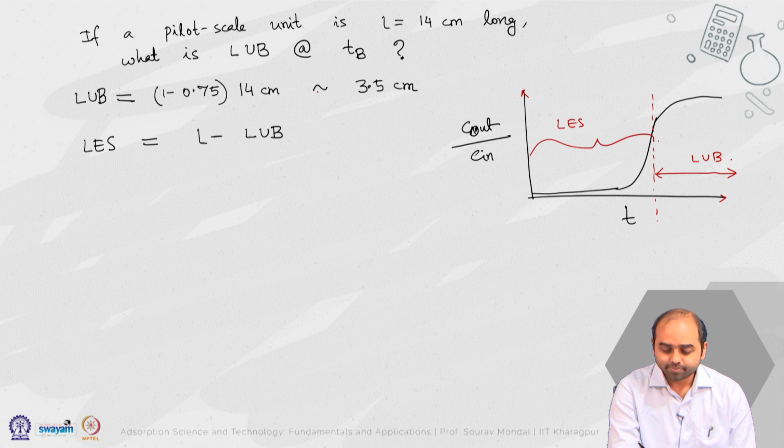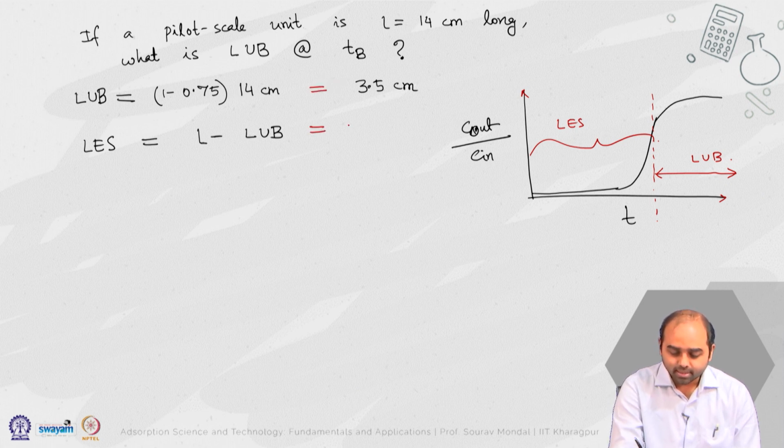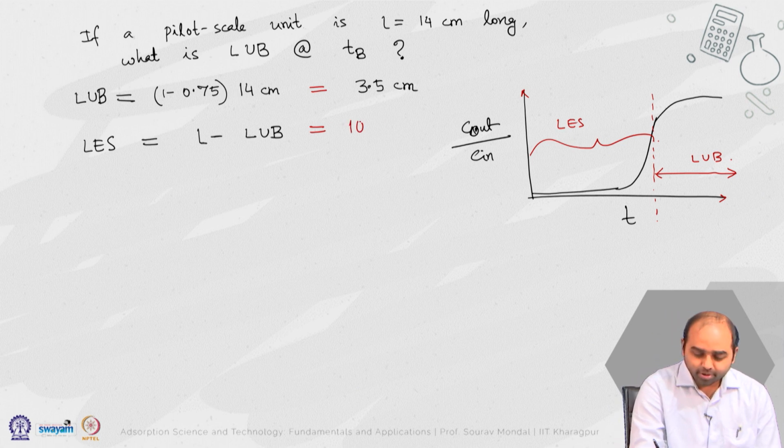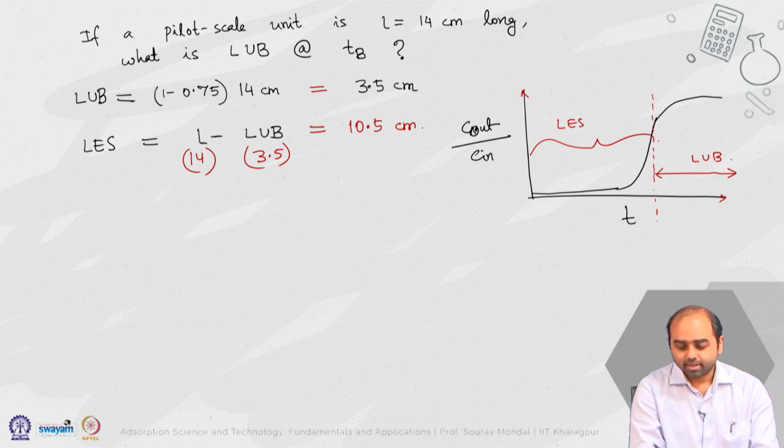So in this case the equilibrium portion is 10.5 centimeters. So this is 14 and this is 3.5. If you subtract this, then the utilized equilibrium section is 10.5.